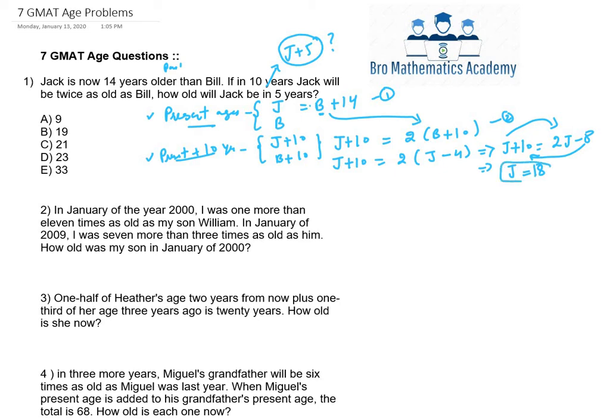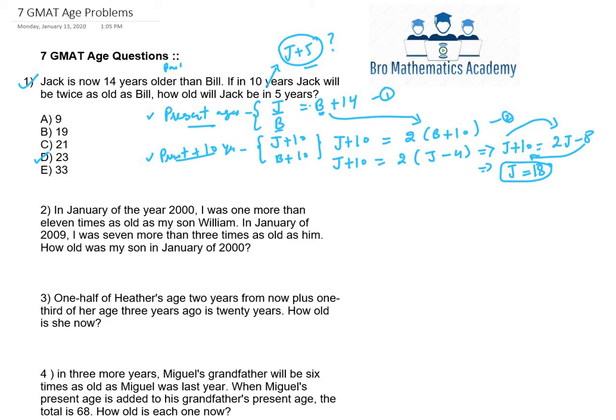So 18 is the present age of Jack. So after 5 years his age will be 23. So D is the answer for this. So we didn't need to find B, we just found the value of J by putting B's value from here in the second equation. So that's how you have to do it to avoid more calculations, to speed up the problem solving.